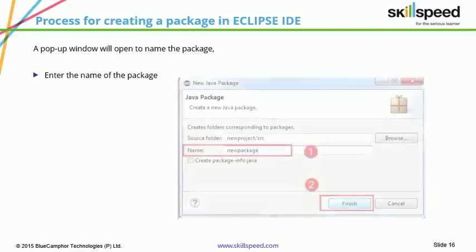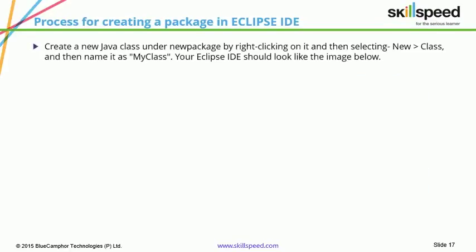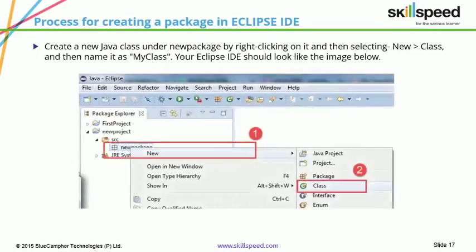A new pop-up window will open where you have to name the package. Enter the name of the package and click on the finish button. Then create a new Java class under the new package that we created by right clicking on the package and then selecting new class. Name the class as my class.